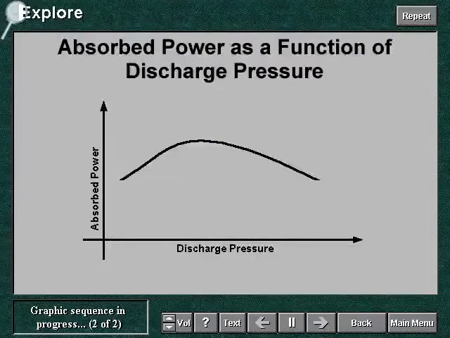The change of absorbed power with the discharge pressure is shown on this graphic. Assume an initially low compression ratio. If the discharge pressure is gradually increased, at first the absorbed power of the compressor increases due to the increase in compression ratio. As the delivery pressure continues to rise, however, the reduction in flow rate affects the power more than the compression ratio. The absorbed power reaches a maximum value and then decreases.